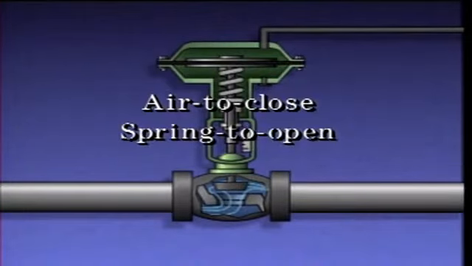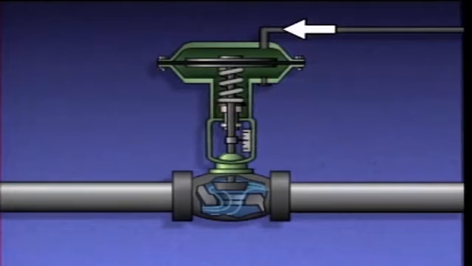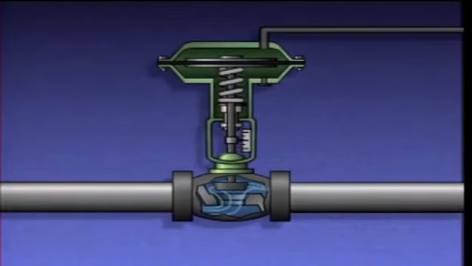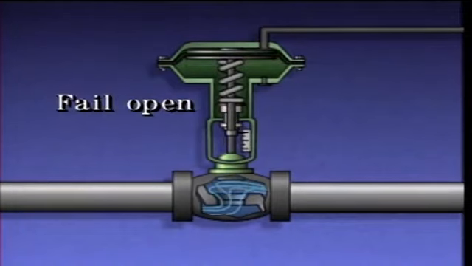This type of actuator can be called an air-to-close, spring-to-open actuator because air pressure moves the stem to close the valve and a spring moves the stem to open the valve. This means that if air pressure to the actuator is lost, the control valve connected to the actuator will fail open, since spring pressure would raise the stem and open the valve.